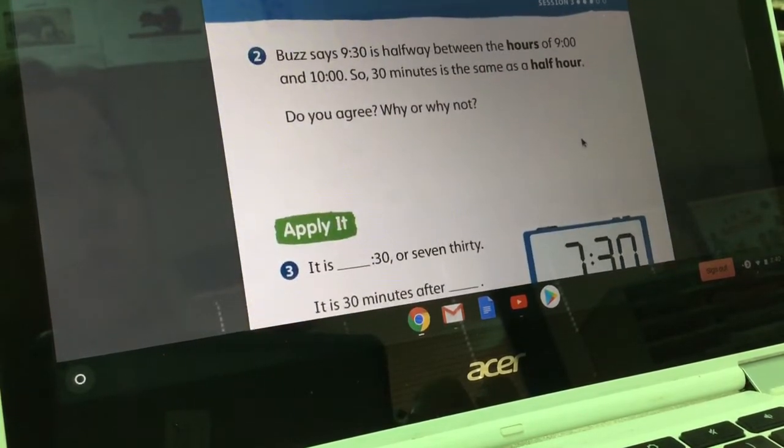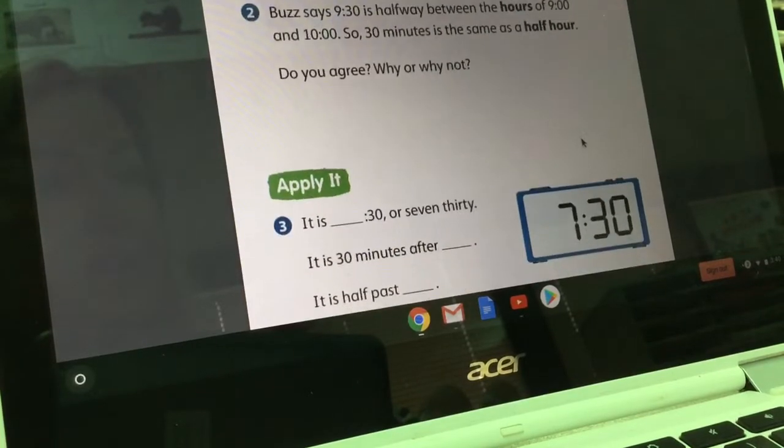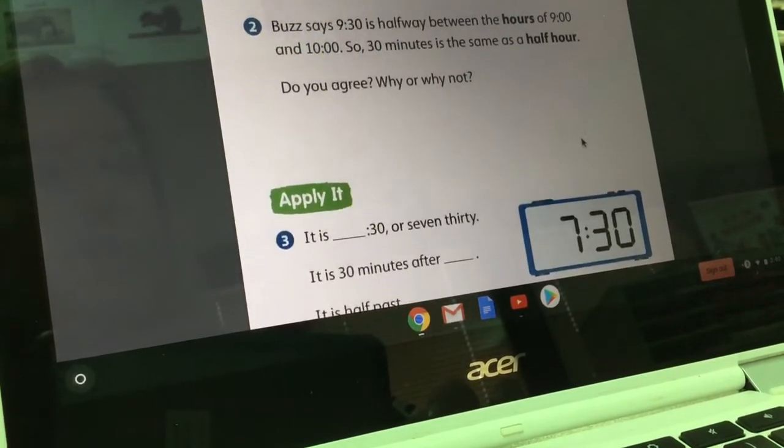So I do agree with Buzz. And the reason is because the minute hand is halfway around the clock. Now you might have a different way of explaining it, and that's fine. If you do not wish to write your answer out, but rather we discussed it just now, that's fine.